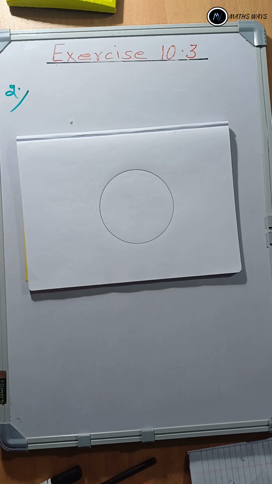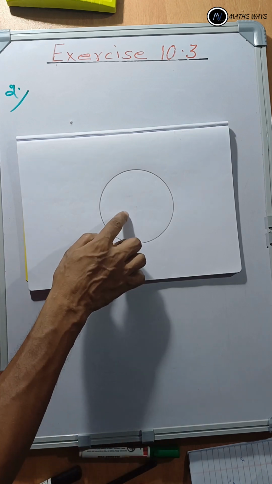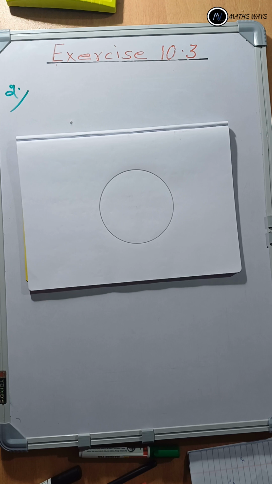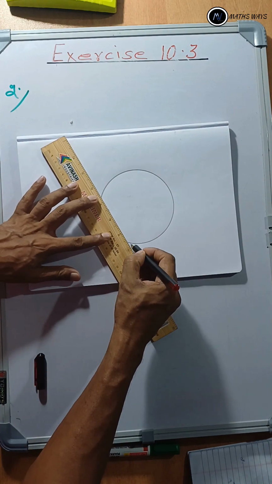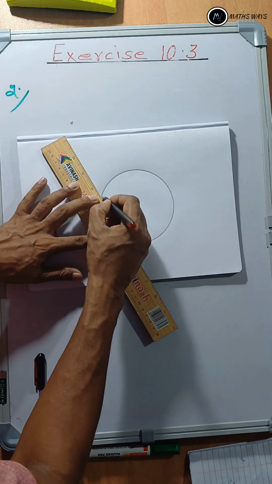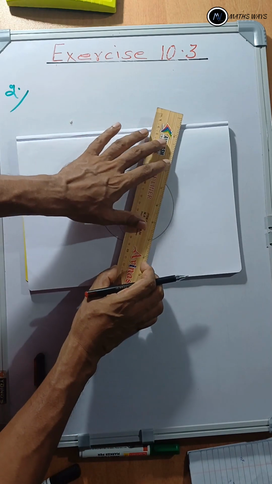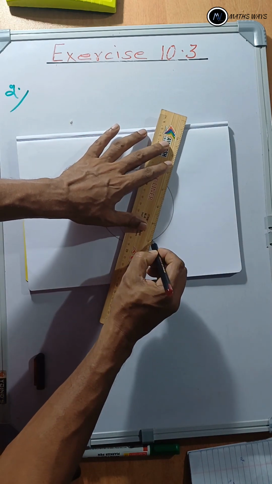The answer: one circle is given. Find out the center of the circle. How to find out the center of the circle? Here, for finding the center of the circle, first we will draw two chords. Any two chords we are drawing here, anywhere. Here I am drawing this one chord, and here one more chord.